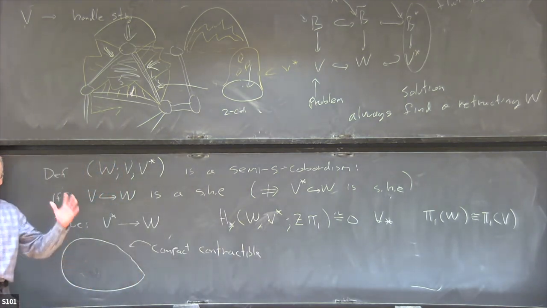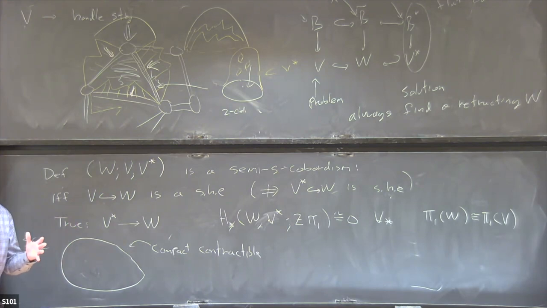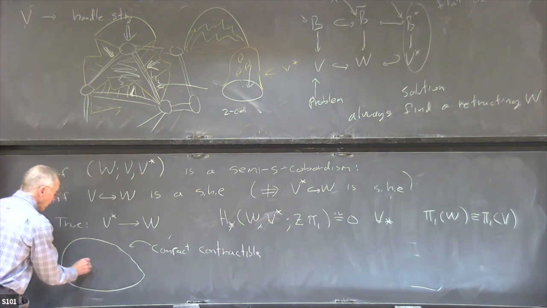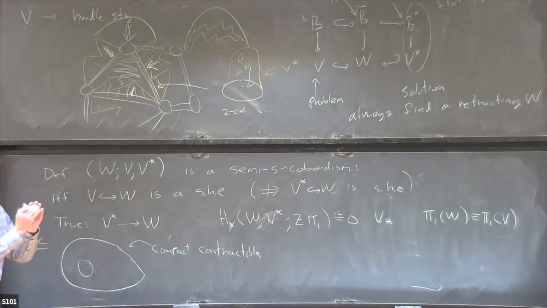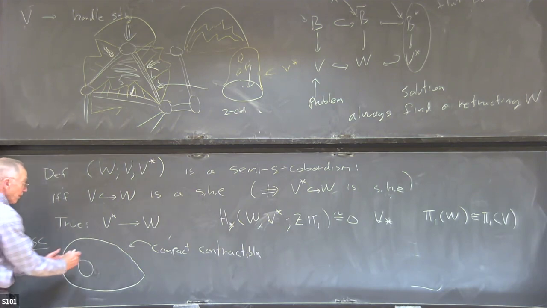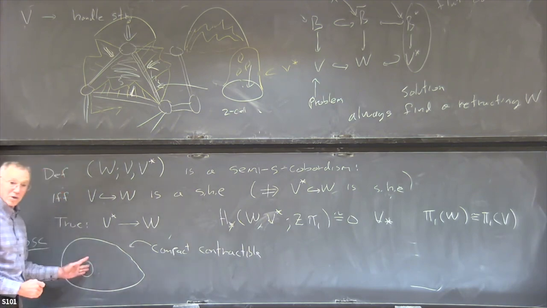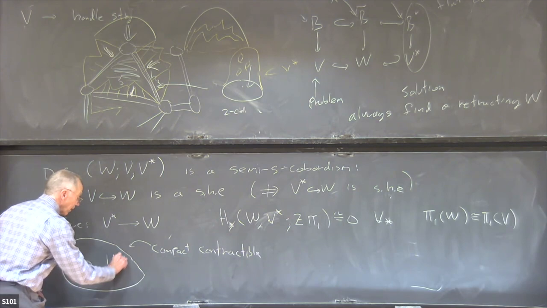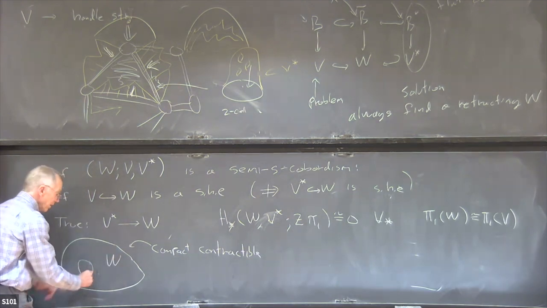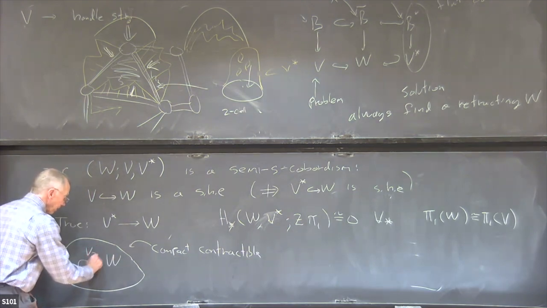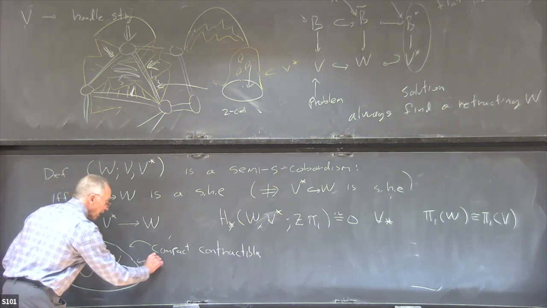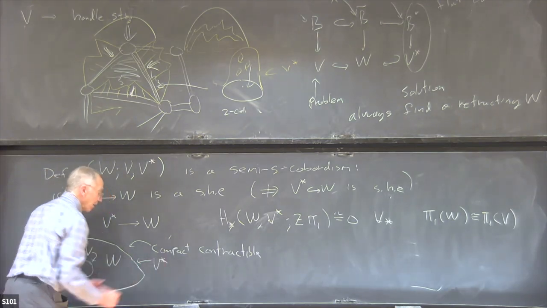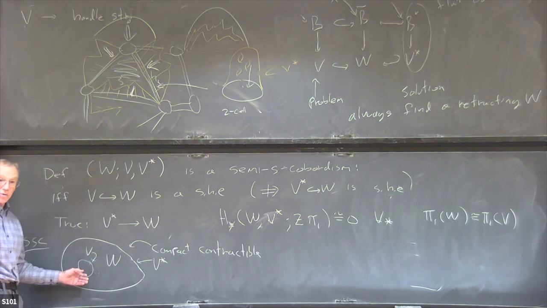But there are many contractible manifolds with boundary whose boundary is not a sphere, whose boundary has fundamental group. It's a homology sphere. So let this be one, and then just cut out a ball somewhere in the manifold and call this annular looking region between them W. And then this is the easy end. This is V. And this is the more complicated end, V star. This is the homology sphere. This is the actual sphere.